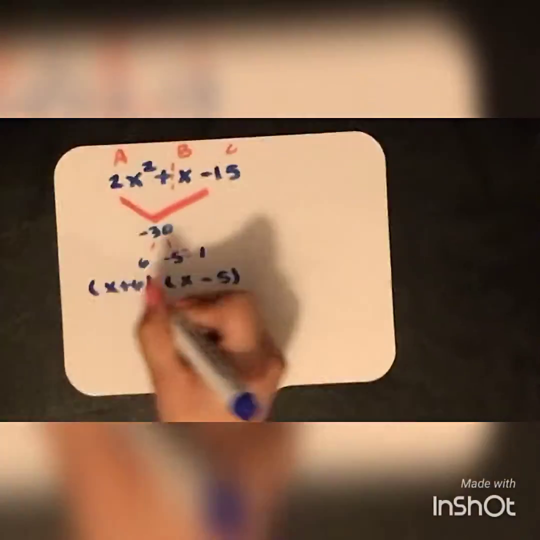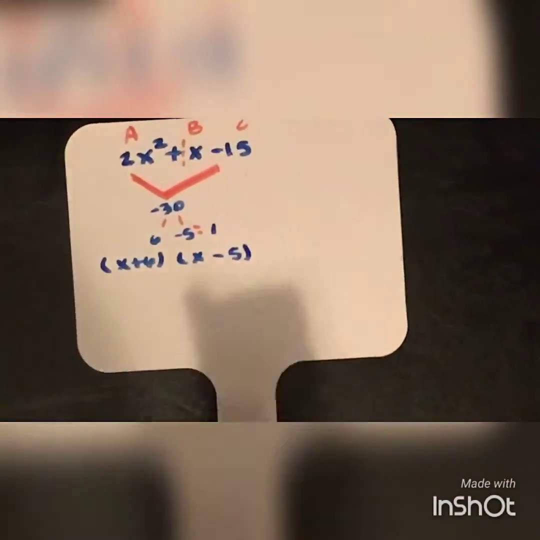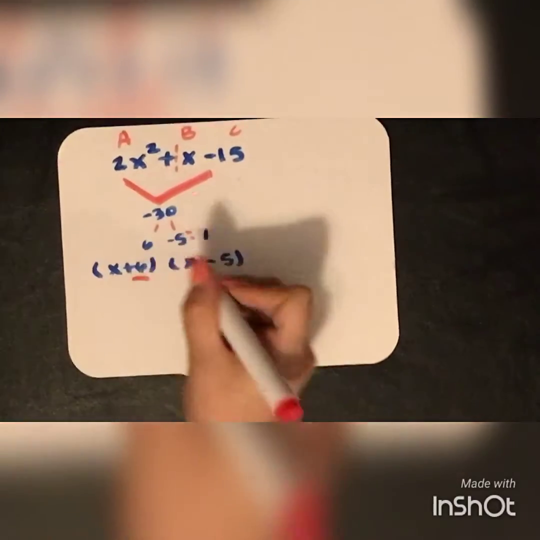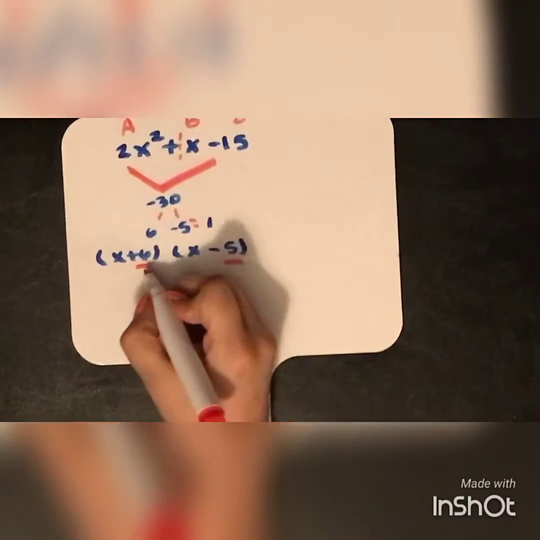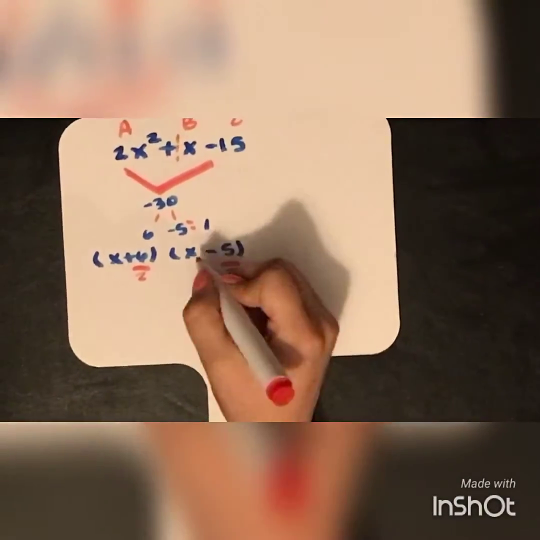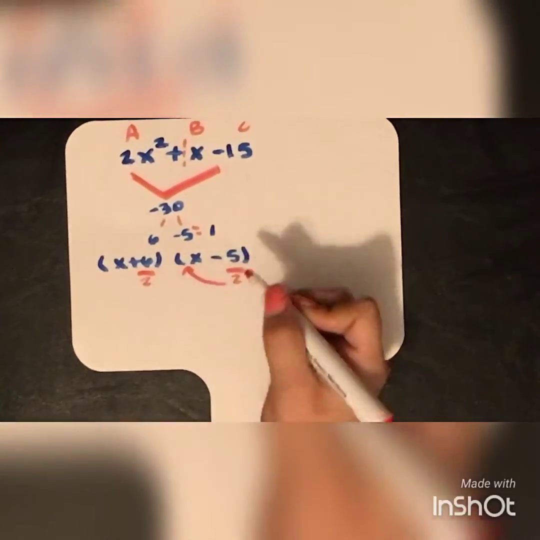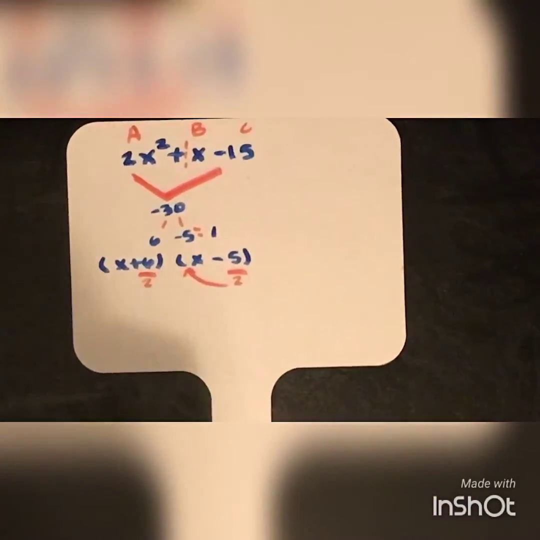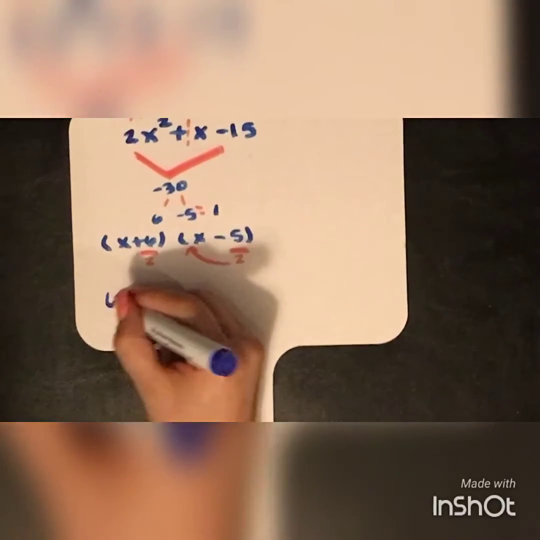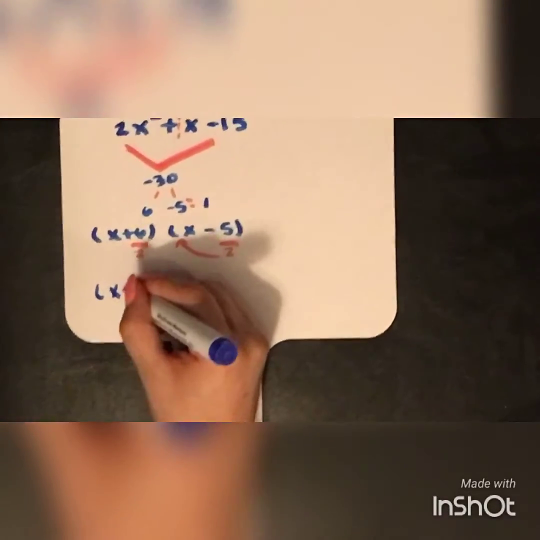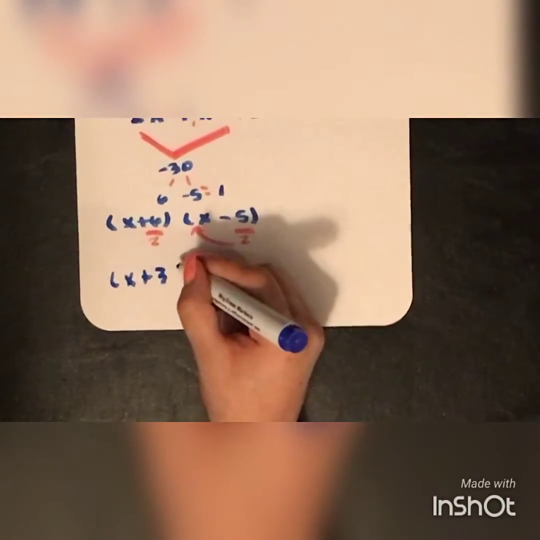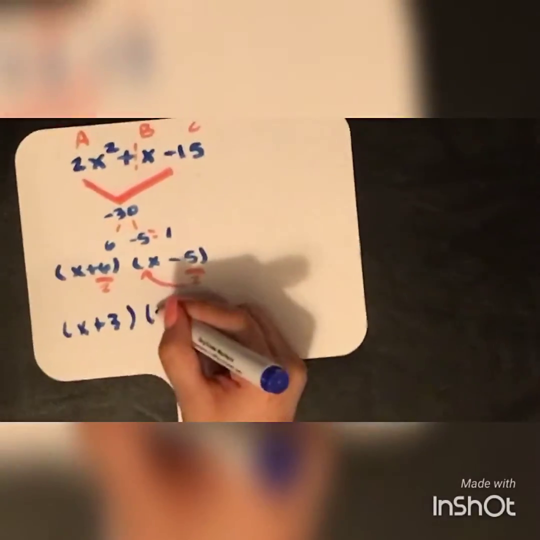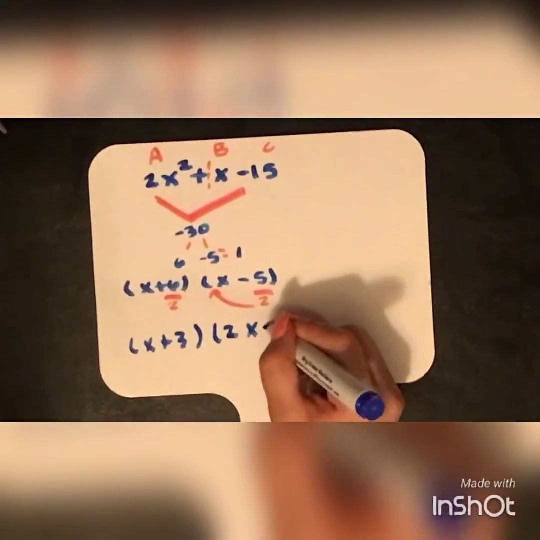Since there is a number before the x, you divide it by 2. Since 5 cannot go into 2, 2 goes before the x, which will now be x plus 3, 2x minus 5.